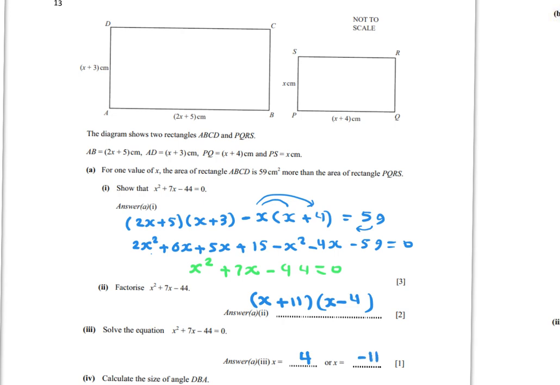Because if x plus 11 equals 0, this means x equals negative 11. If x minus 4 equals 0, this means x equals 4.